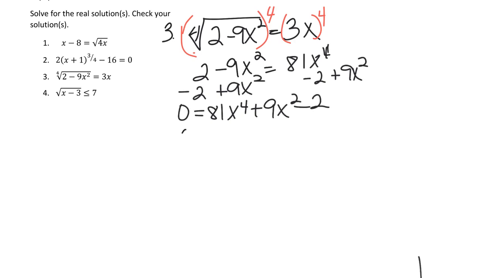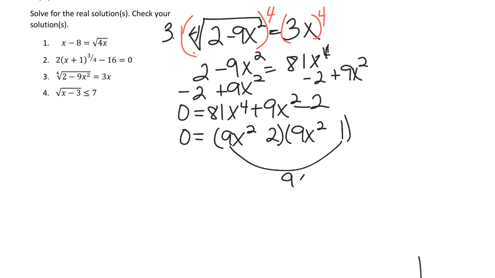We're going to factor this. 9x squared and 9x squared. 2 and 1 is the only way to get 2. So that gives me 9x squared, this gives me 18x squared. I need it to be a positive 9, so the 18 should be positive. That makes it plus 2, and minus 1 for the 9x squared.